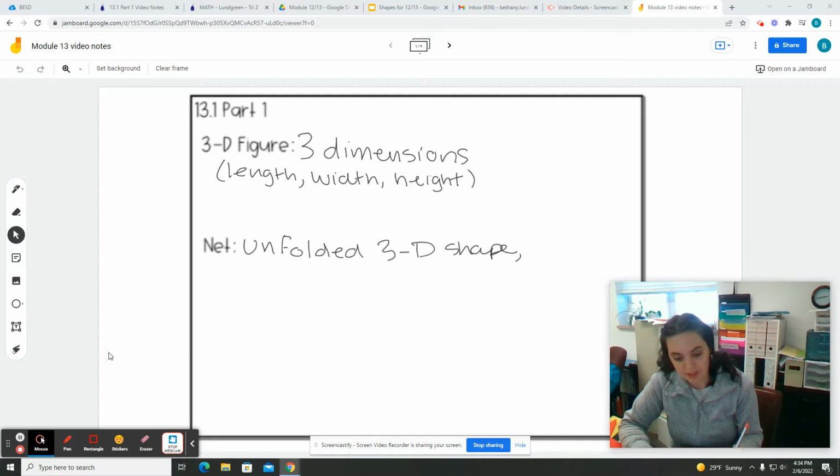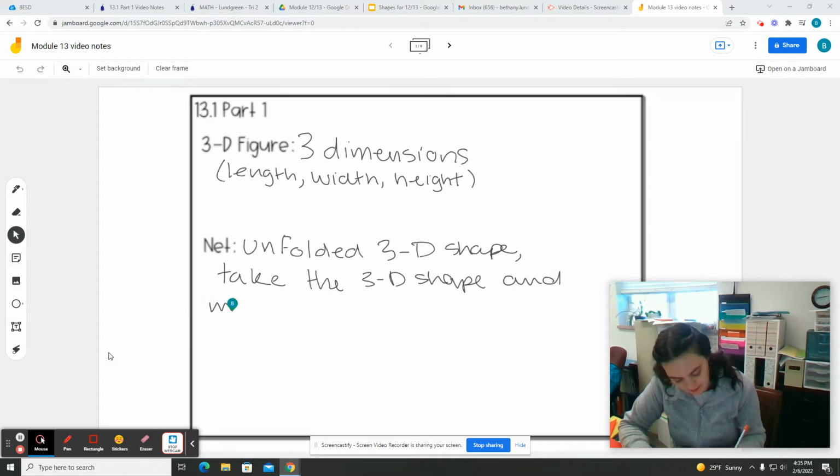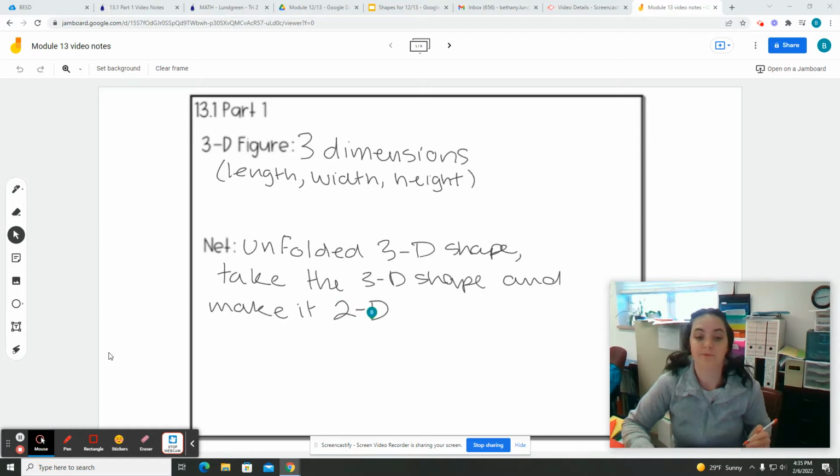So basically what we're going to do is take the 3D shape and make it 2-dimensional. That way it can actually fit on a piece of paper.